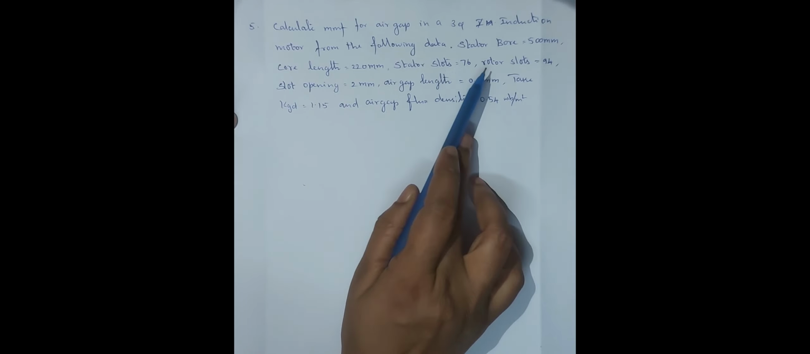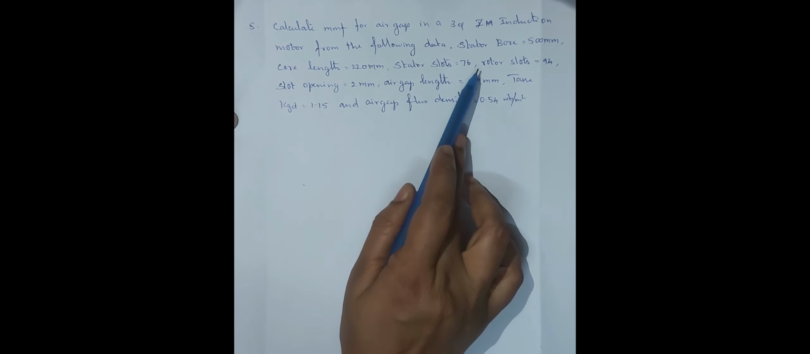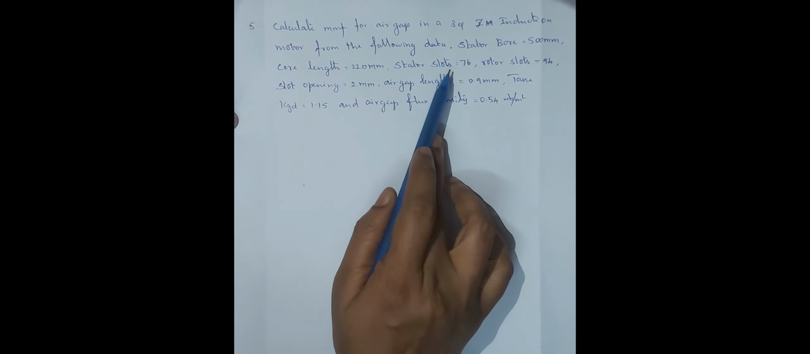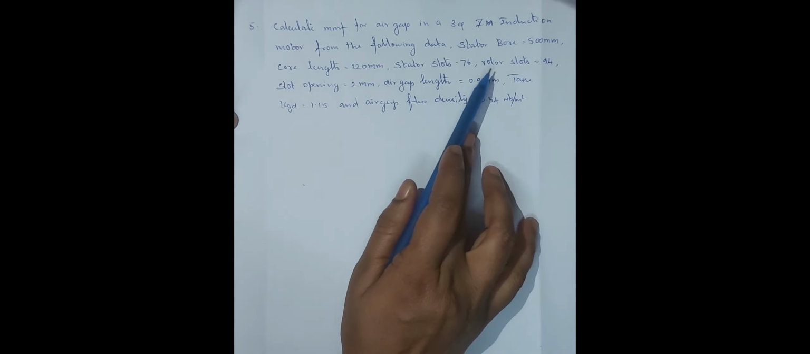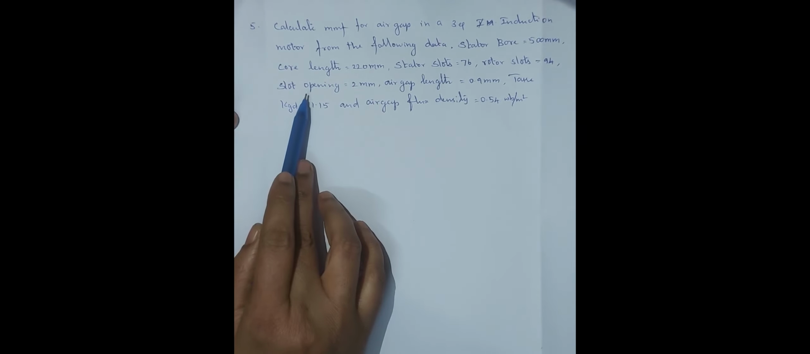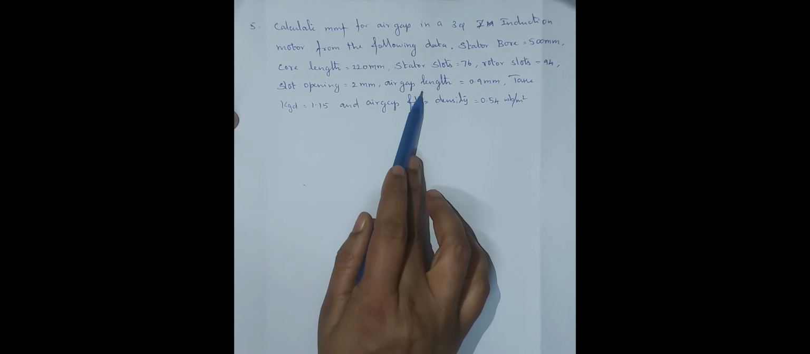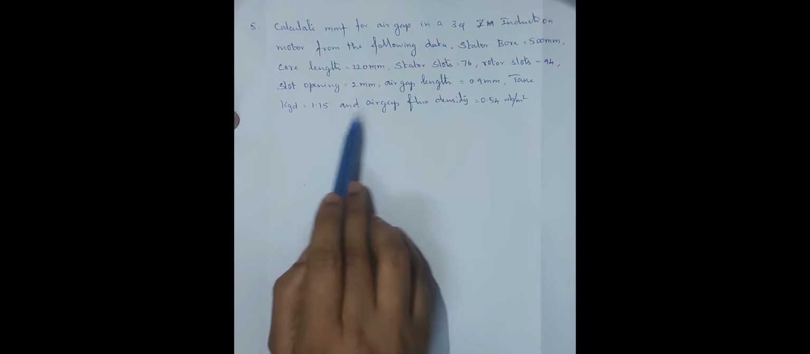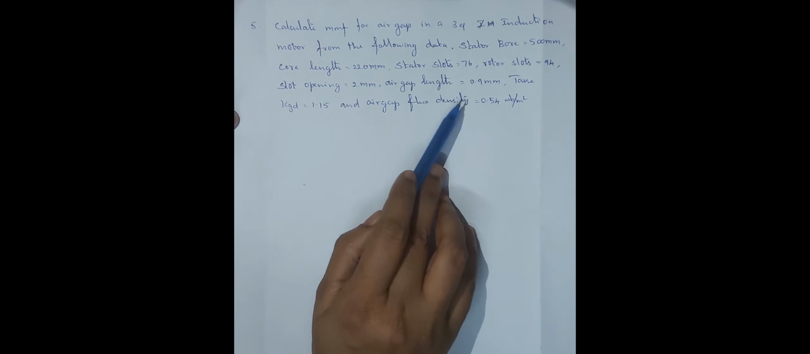Stator slots, rotor slots. So the stator has slots and the rotor has slots. So we have to consider the gap contraction factor for the slots, for the stator as well as for the rotor. Okay, the slot opening, which is nothing but the width of the slot, is given, the length of the air gap and Kgd are given, and the air gap flux density is given. So we have to find out the MMF for the air gap. We know the formula for that. With the given data we will start first.